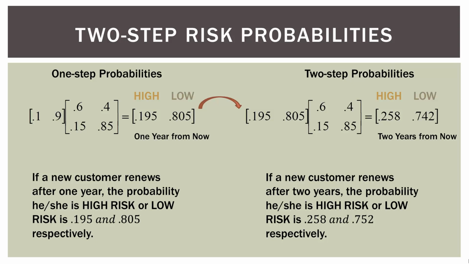Same process, but because of the probabilities internal to our company, we have to figure out the probability of high risk and low risk once they are a part of our insurance company. So you can see a pattern begin to develop here. We're taking the answer from a one-step, multiplying it by the transition matrix again, and then we get our two-step.